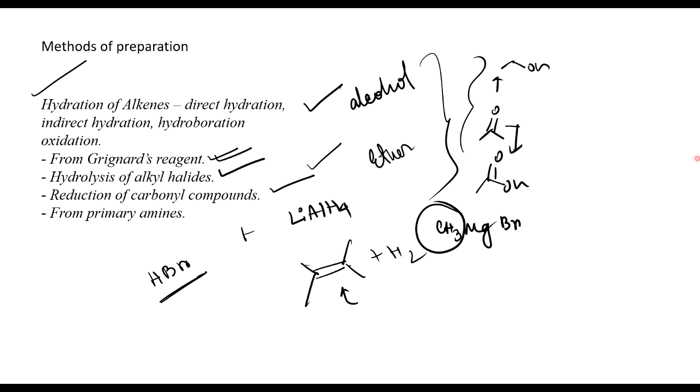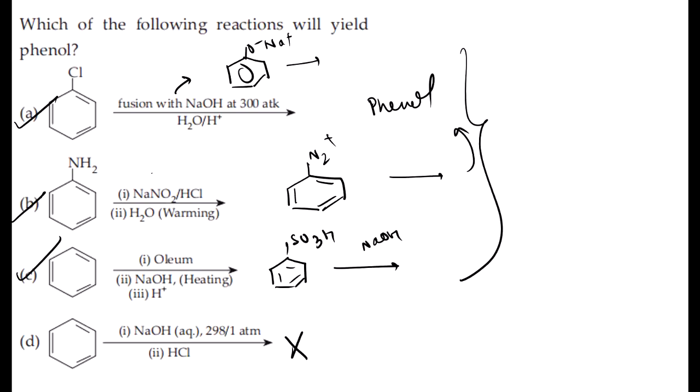So let's go for one example from the reaction side. Which of the following reactions will yield phenol here? If we go for chlorobenzene fusion with sodium hydroxide, it will give you sodium phenoxide, O minus Na plus, and after hydrolysis of that we can get phenol here. Then we have amine. By adding sodium nitrite and HCl, we will get benzene diazonium salt, that N2 plus, and by hydrolysis we will get phenol.